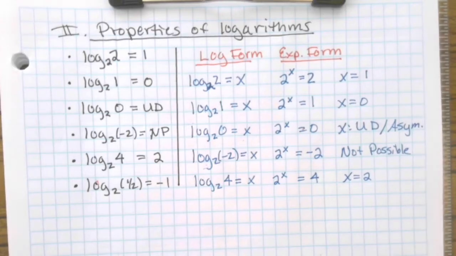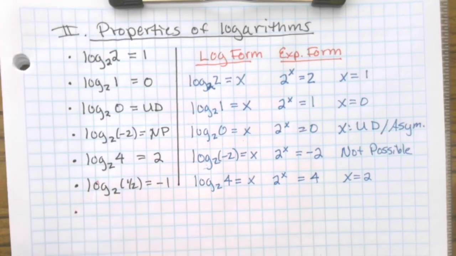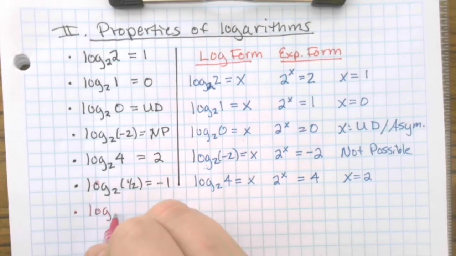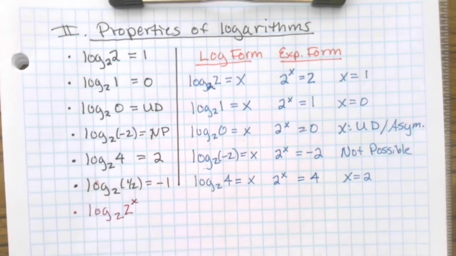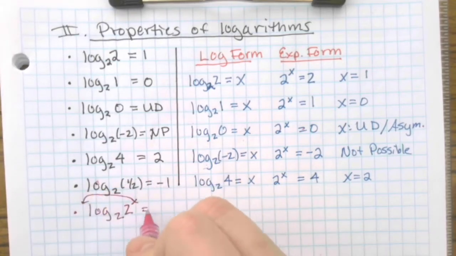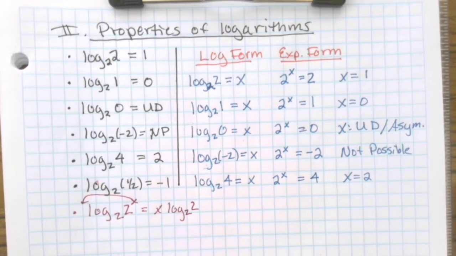And this one is actually closely related to the log property. I guess I could just add this on. I don't know why it's not in this set. If you have log base 2 and it's got an exponent like that, the exponent can go in the front of the log. So that's another property we'll be working with.